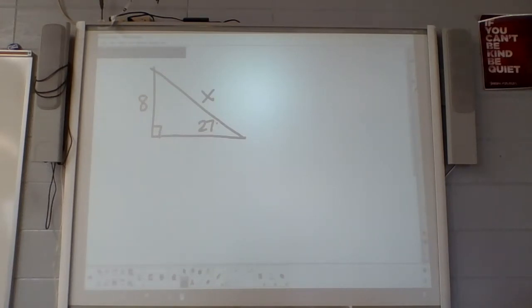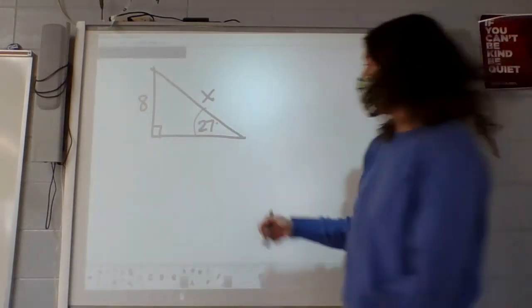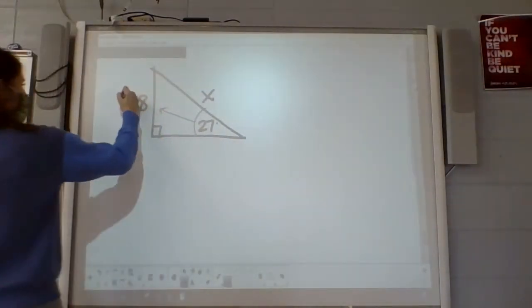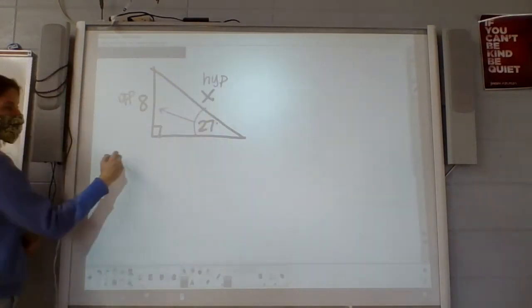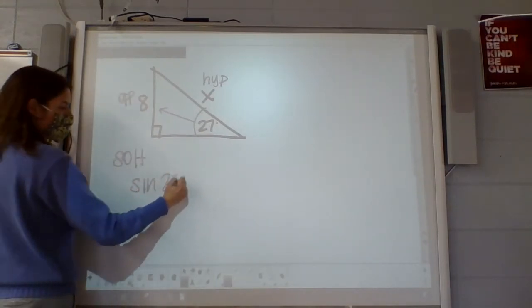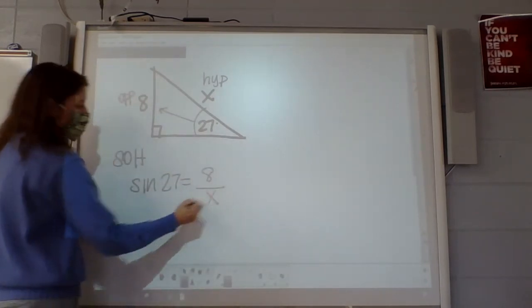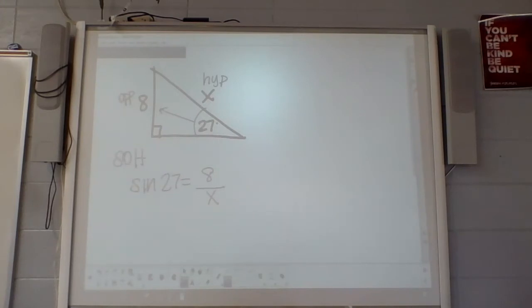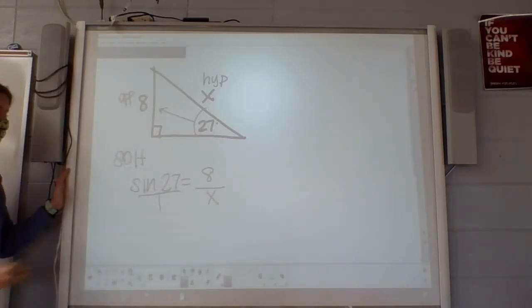All right, let's talk about this one. So here's my angle. This time we know the angle. This is my opposite side, and this is my hypotenuse. So I have to use sine. So I'm going to do sine of 27 equals my opposite over the hypotenuse, 8 over x. Now remember, when the x is in the denominator, it makes it tougher. We have to put this over 1.